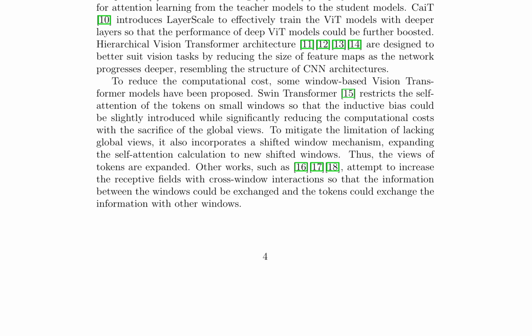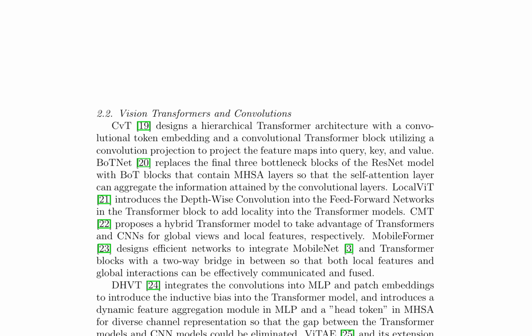CIFAR100, Tiny-ImageNet, and ImageNet. This research builds upon existing vision transformer models, such as ViT, DAT, and CaiT, and hierarchical vision transformer architectures, addressing the limitation of relying solely on global views by integrating convolutional and transformer blocks. The integration of convolutional networks into vision transformers has led to the development of various hybrid models, such as CvT, BoTNet, and LocalViT, aiming to leverage the strengths of both architectures. However, some of these models may require significant computational overhead or may not be lightweight enough for efficient integration.